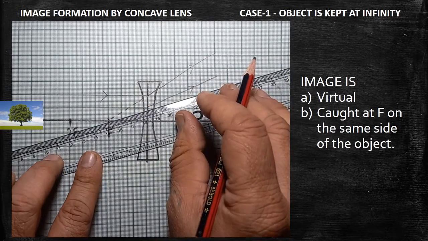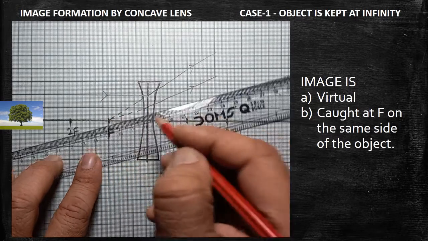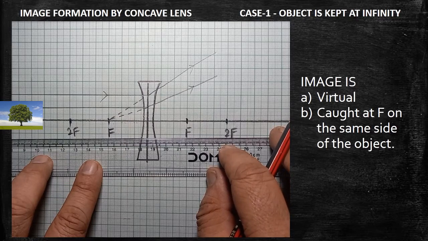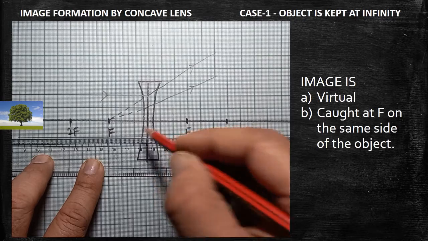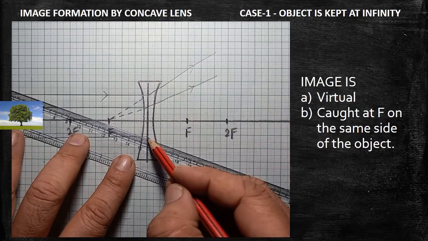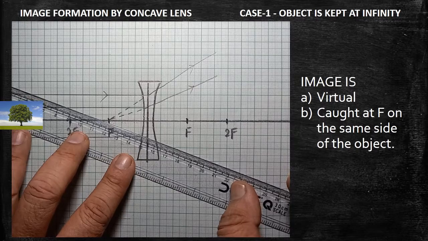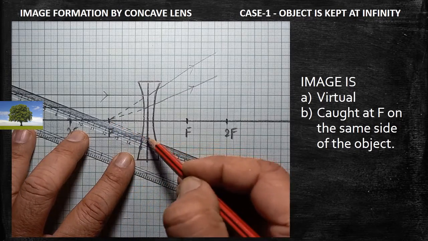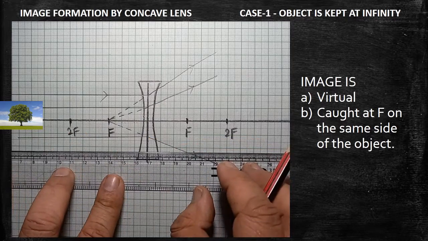But it appears to come from where? This point F, principal focus. I will draw one more ray just below the principal axis. This is another ray. After getting divergence, I am going to draw the diverging refracted ray, but it appears to come from where? This F. After that, you draw the refracted ray. Could you understand the concept?